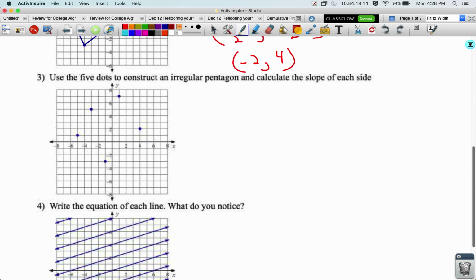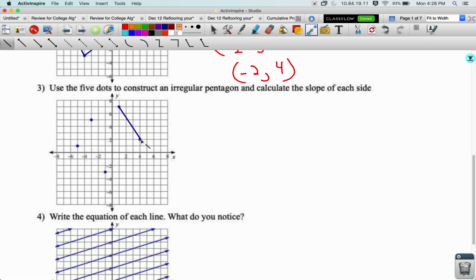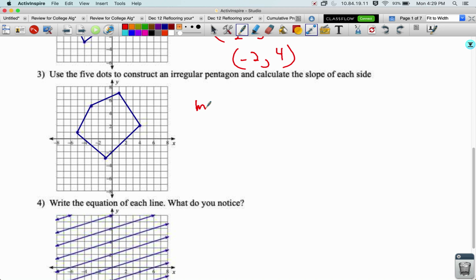All right, construct an irregular pentagon and calculate the slope of each side. So connecting adjacent points to keep this an open shape. Don't want to be crossing up any lines here. All right, and now we just need our slope formula. So any slope m between 2 points is y2 minus y1 over x2 minus x1. This just directly calculates rise over run.